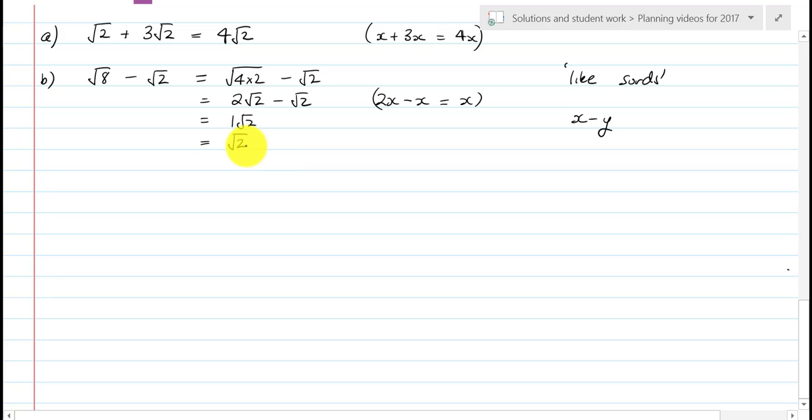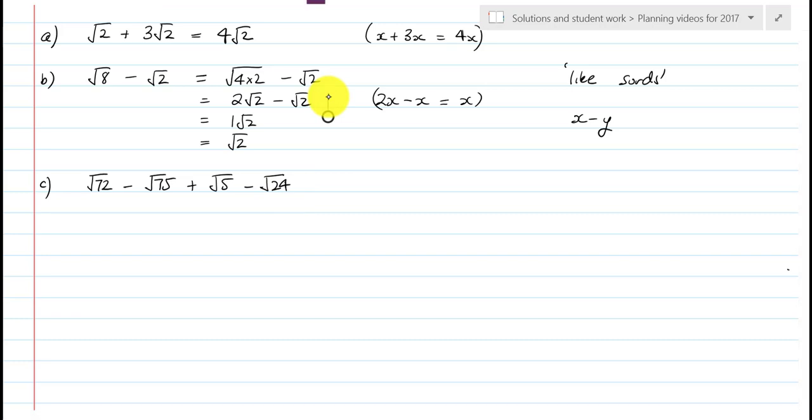And you can check that in a calculator. So if you're doing these questions, just check them in a calculator. You'll get an irrational number, but you'll know if they're the same. Is root 8 minus root 2 the same as root 2? Calculator says yes, so you're happy. C. This one's a little bit longer. Root 72 minus root 75 plus root 5 minus root 24.